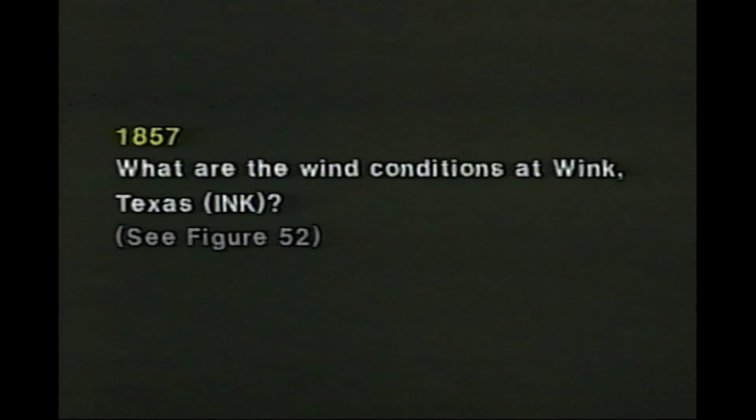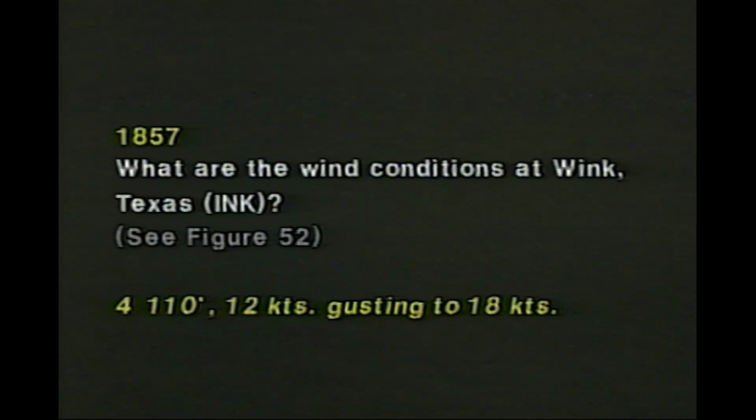856, the wind direction and velocity at JFK is from? I'm not going to go back to that chart. I've already read it. You can refer to it if you don't recall, but it's answer 3, 180 at 4 knots. Question 857, what are the wind conditions at Wink, Texas? Answer 4, out of 110 degrees at 12 knots, gusting to 18 knots.